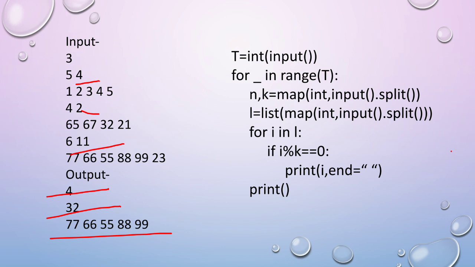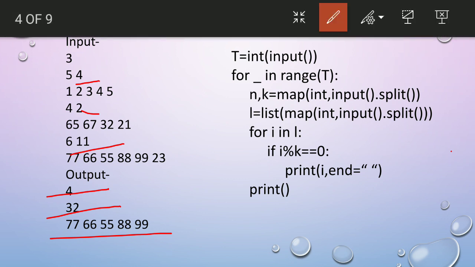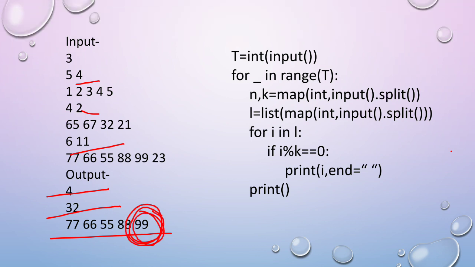For example, here there is only one value, it's okay. But here we have 77, 66, 55, 88, 99. So what's the maximum of this? 99. So we need to print only the 99 in the next question. That is the next question.